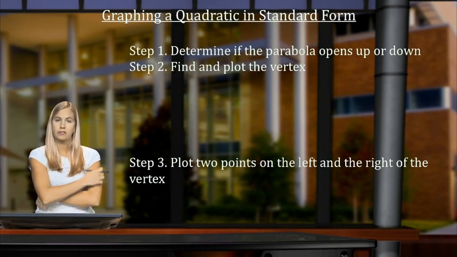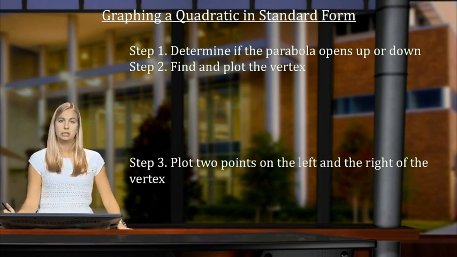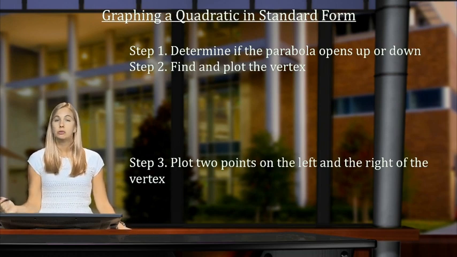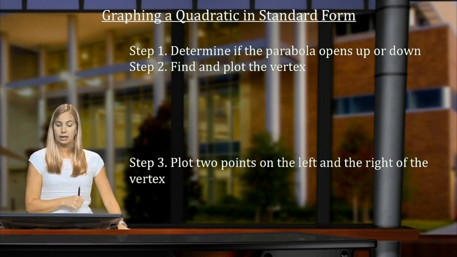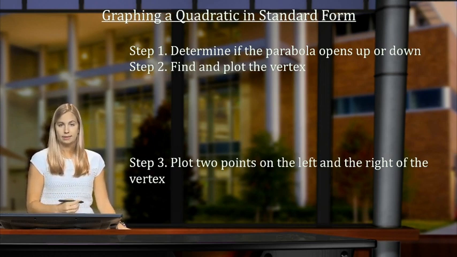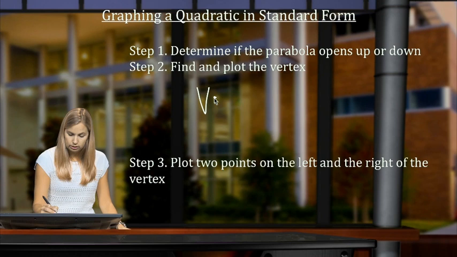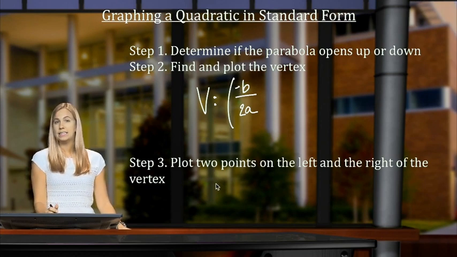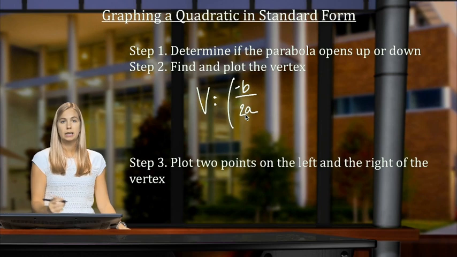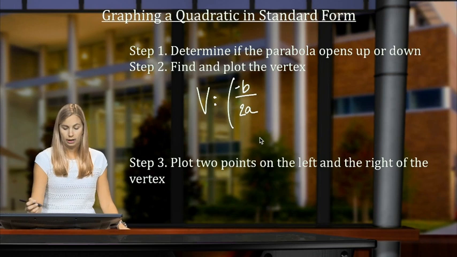When we're graphing a quadratic function that's in standard form, we first want to determine the orientation of our parabola. So is it going to open up or is it going to open down, which we decide by that lead coefficient a. Once we know the orientation, then we're going to find and plot the vertex. When we have a quadratic in standard form, the vertex can be found using this formula. This is the x-coordinate of our vertex, negative b divided by 2a, where a and b are those coefficients from the quadratic.